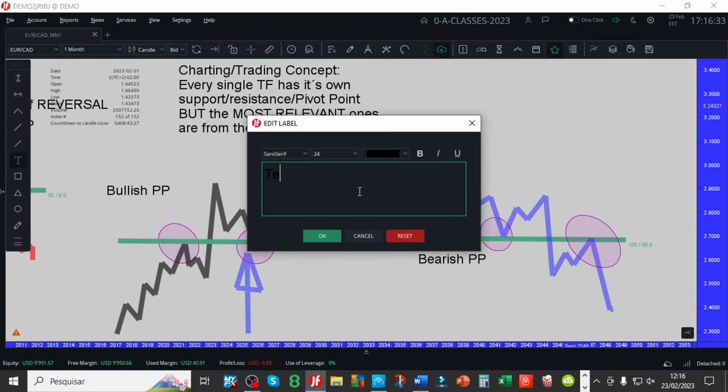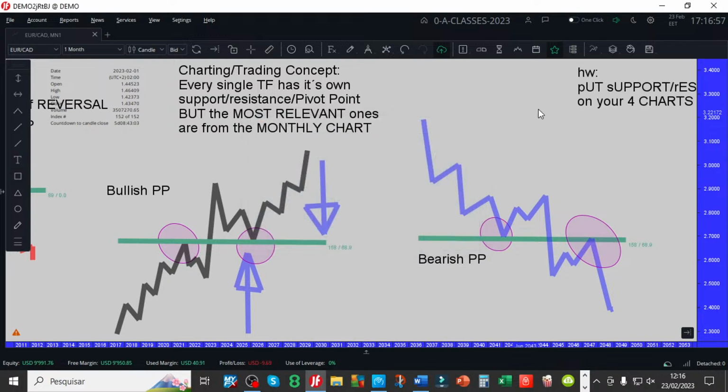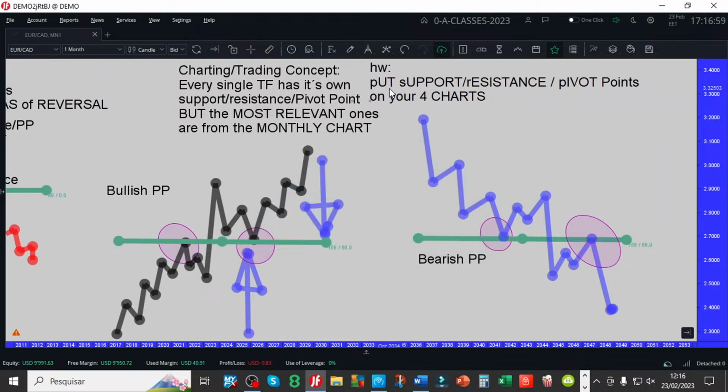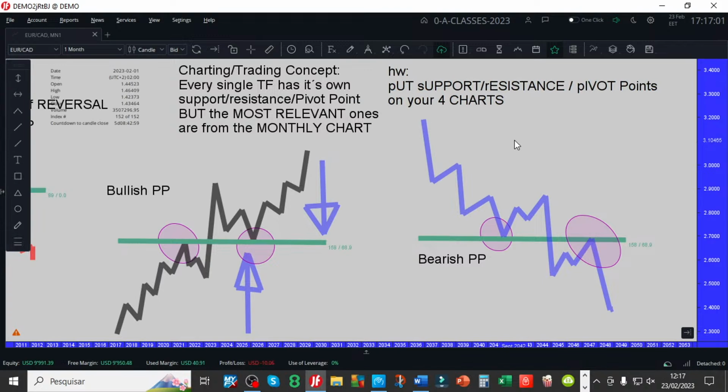Okay, and here you have the homework. Until next week, homework. Put support, resistance, pivot points on your 4 charts. Okay. One more time. Take a screenshot, photo, picture.